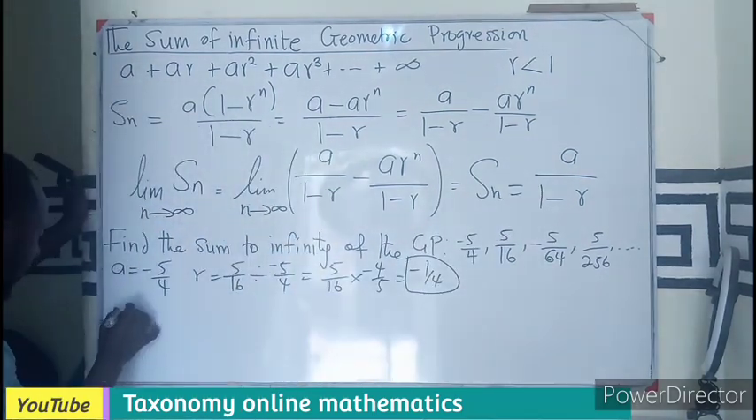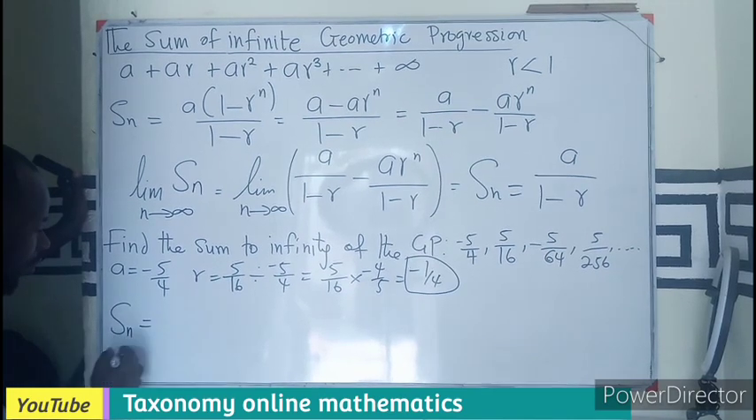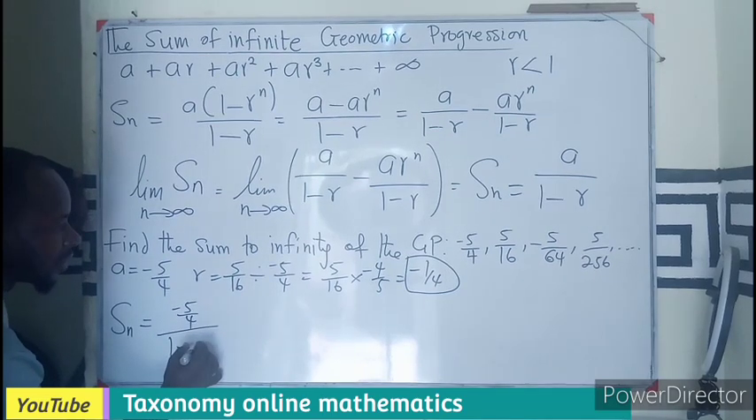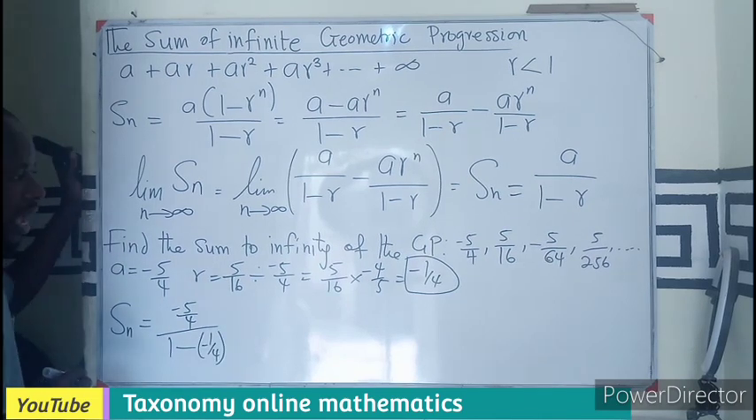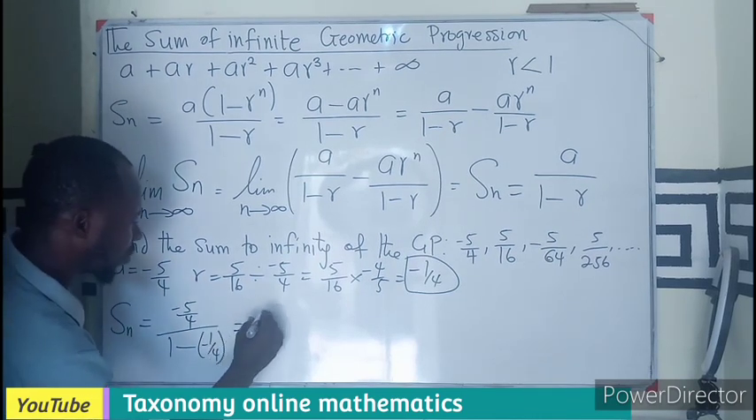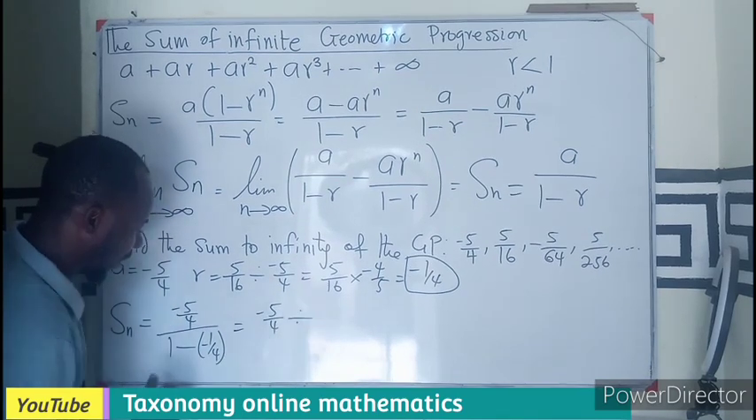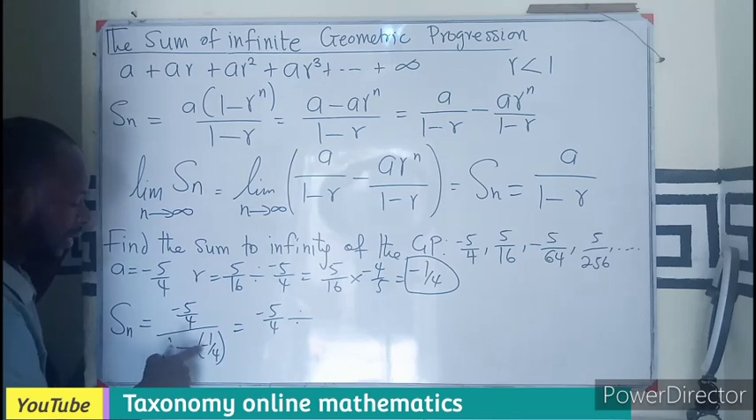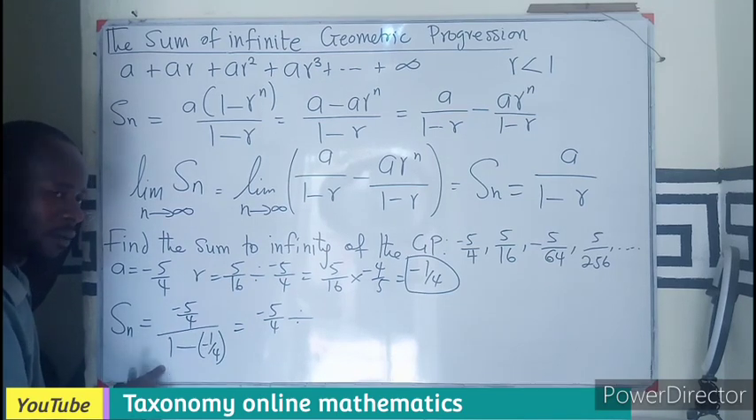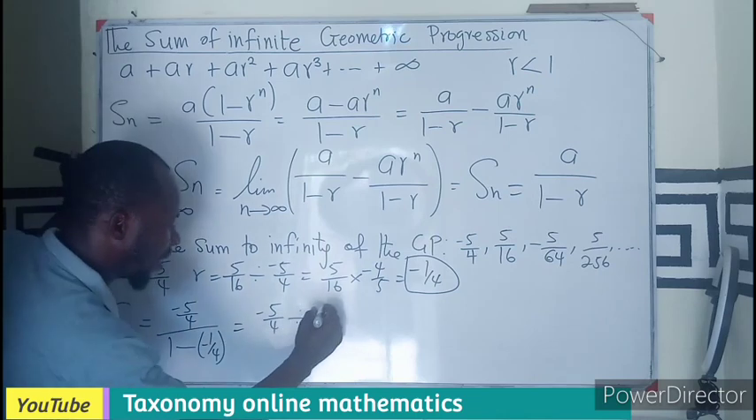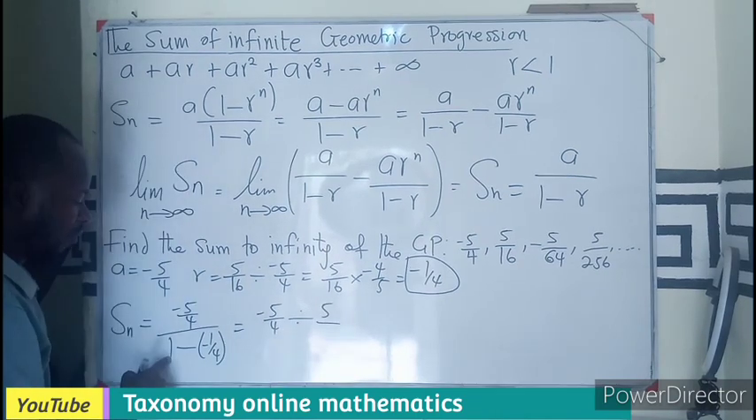So the sum of all the terms is going to be negative 5 over 4 over 1 minus the common ratio, negative 1 over 4. This is what we are having. So let's maintain the 5 over 4. Then let's do our division. This is going to be addition. So 1 is the same as 4 over 4, then this is 1 over 4. We have the same denominator, we add the tops, and that will give us 5 over 4.